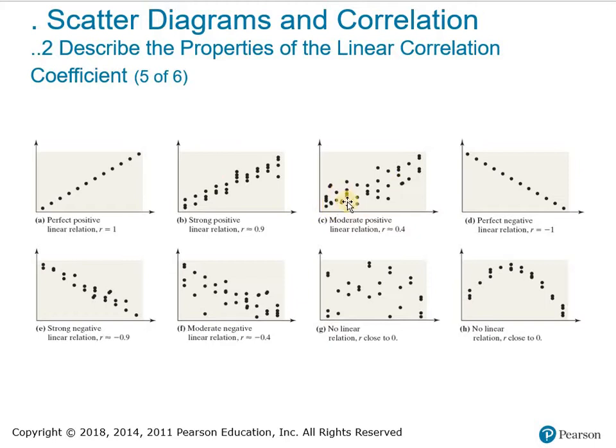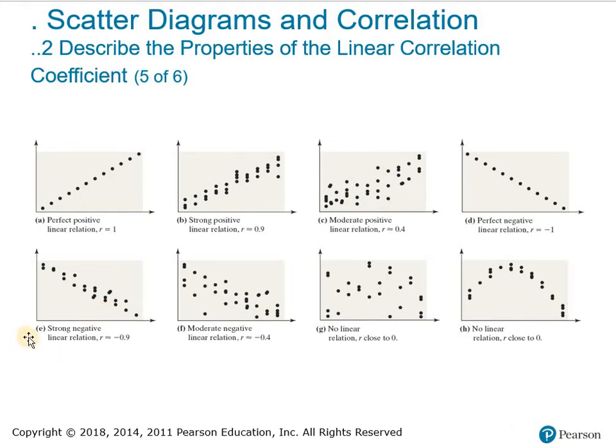In the next picture, C, the trend is still going upwards, so I can still assume that there is a positive linear relationship. It's a moderate one, so r is about 0.4. In the next picture, D, there is a perfect negative linear relation because the trend is going downwards and I can fit a perfect line there. So r there is going to be -1.